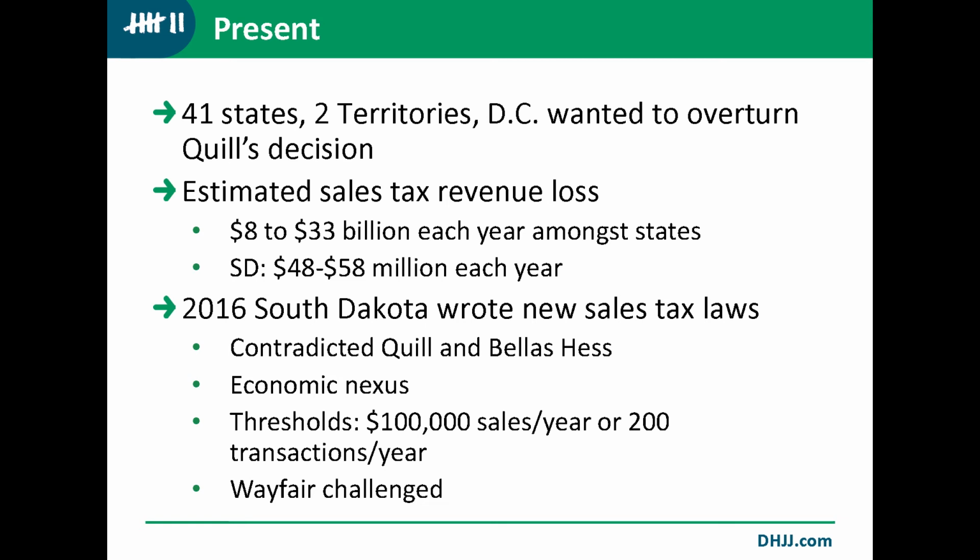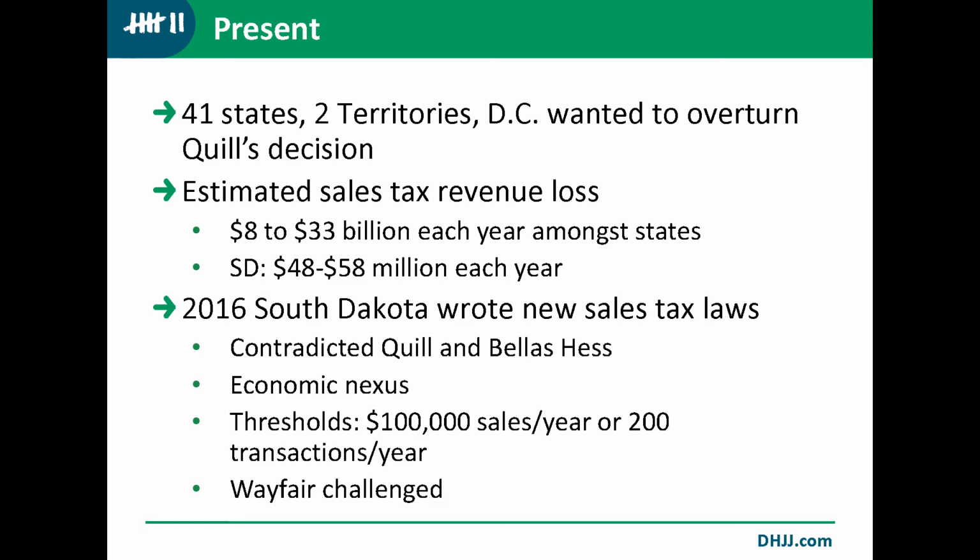We want in on this action. So South Dakota said, okay, this is what we're going to do. They wrote new sales tax laws that actually contradicted Quill and Bellas Hess. They did it on purpose. They knew exactly what they were writing, and they purposely put these laws in place to show economic nexus. They said $100,000 of sales a year or 200 transactions, and they waited to see who took the bait. And Wayfair stepped up and said, we're going to take the bait. We're going to say, not fair. We're going to challenge it because this does go against the Supreme Court rulings that we've had in the past that Emma just went over.